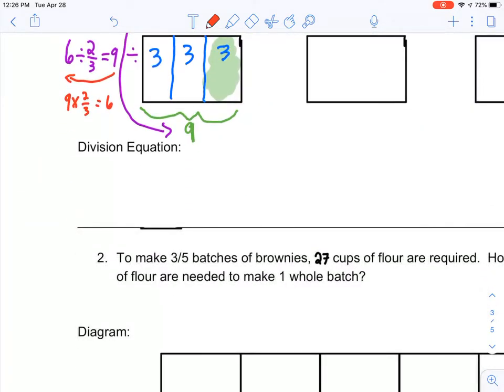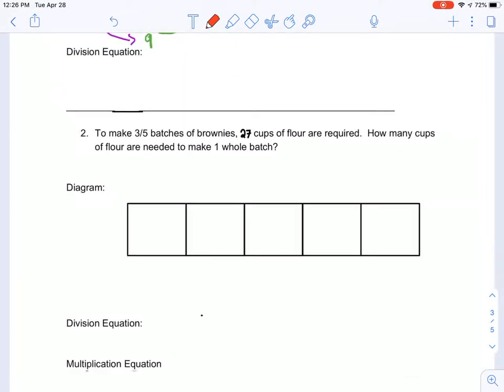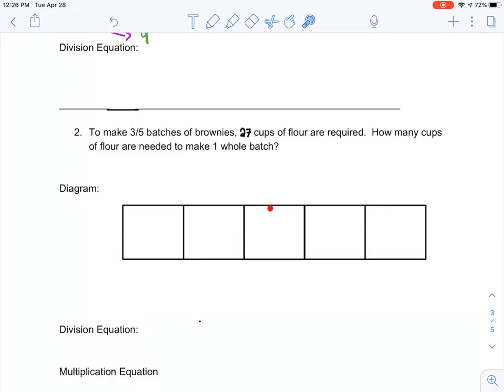Now we're going to do some word problems down here. Okay, so right here we already have our entire diagram drawn out for us, just so we can get a quick, simple start on this next problem. So to make 3/5 batches of brownies, so that's exactly 3/5, okay? 27 cups of flour are needed. How many cups of flour would be needed to make one whole batch? Okay, so as you can see, this problem is already divided into fifths, and we're going to be focusing in on 3/5 right here.